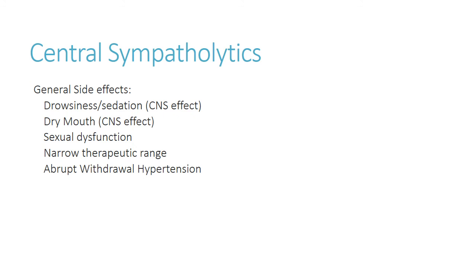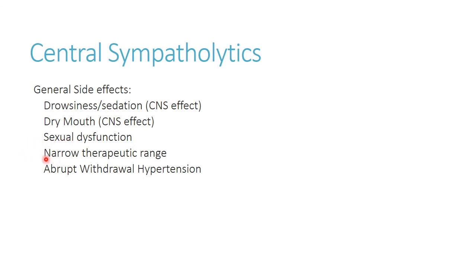So general side effects, as you might imagine, working on the CNS and decreasing sympathetic outflow: mental status depression is going to be a big one. We've run into this pretty commonly with kids who get into clonidine. They get really mentally depressed. It almost seems like they're on an opioid. They even get respiratory depression from this. It can be pretty significant.